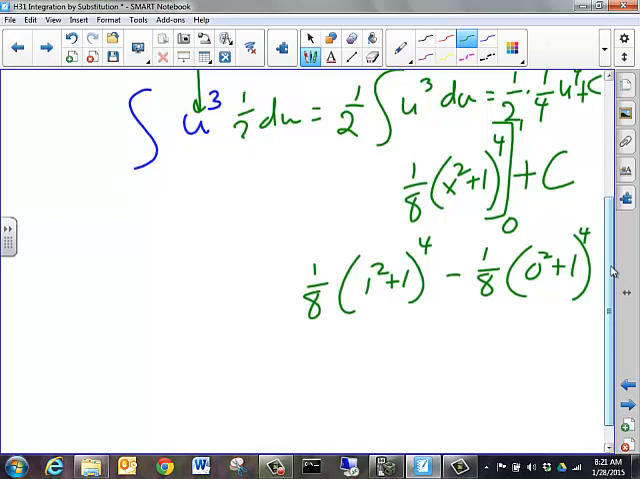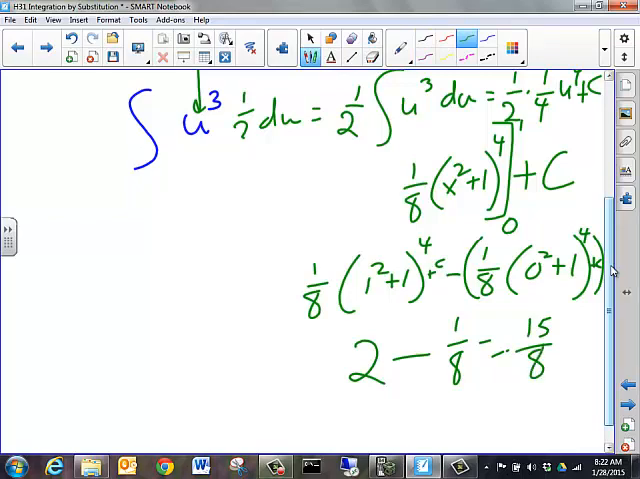Good question. What happens to plus c? It cancels out. We could write plus c, couldn't we? But remember, if we write plus c in here, then we're going to wind up subtracting it off, so it doesn't make any difference. The c is not going to matter. So if we do this, we have 2 to the 4th is 16 divided by 8 is 2, minus 1 to the 4th is 1 times 1/8. 2 minus 1/8, we get 15 eighths, not sixths. 15 eighths for an answer.